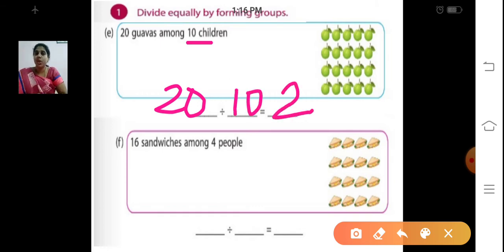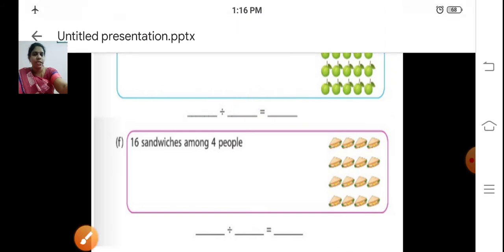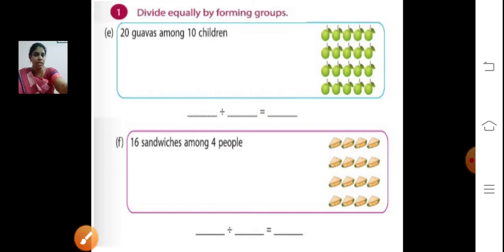Initially, how many goers were there? 20 goers. And how many children? 10 children. How will you divide equally? 2. So each one will get 2 goers. Now you know how to do division and how to form groups, right? So do this sum as homework: 16 sandwiches among 4 people. I think I've given it in the worksheet; finish it in the notebook itself.